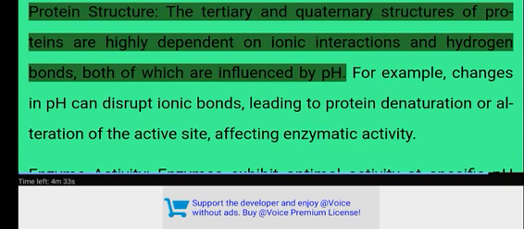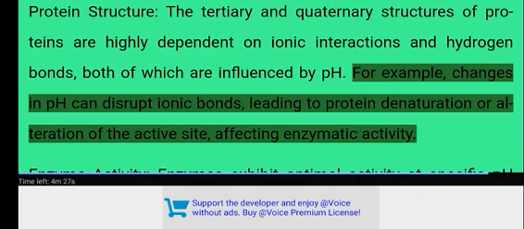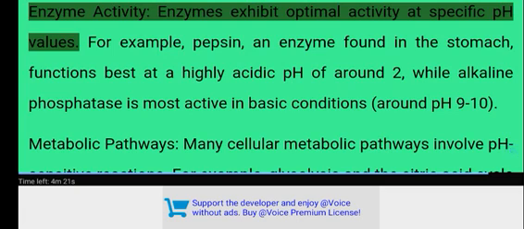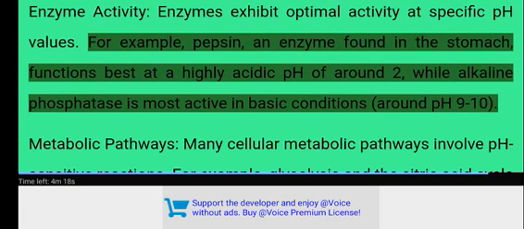Protein structure. The tertiary and quaternary structures of proteins are highly dependent on ionic interactions and hydrogen bonds, both of which are influenced by pH. For example, changes in pH can disrupt ionic bonds, leading to protein denaturation or alteration of the active site, affecting enzymatic activity. Enzyme activity. Enzymes exhibit optimal activity at specific pH values. For example, pepsin, an enzyme found in the stomach, functions best at a highly acidic pH of around 2, while alkaline phosphatase is most active in basic conditions around pH 9 to 10.